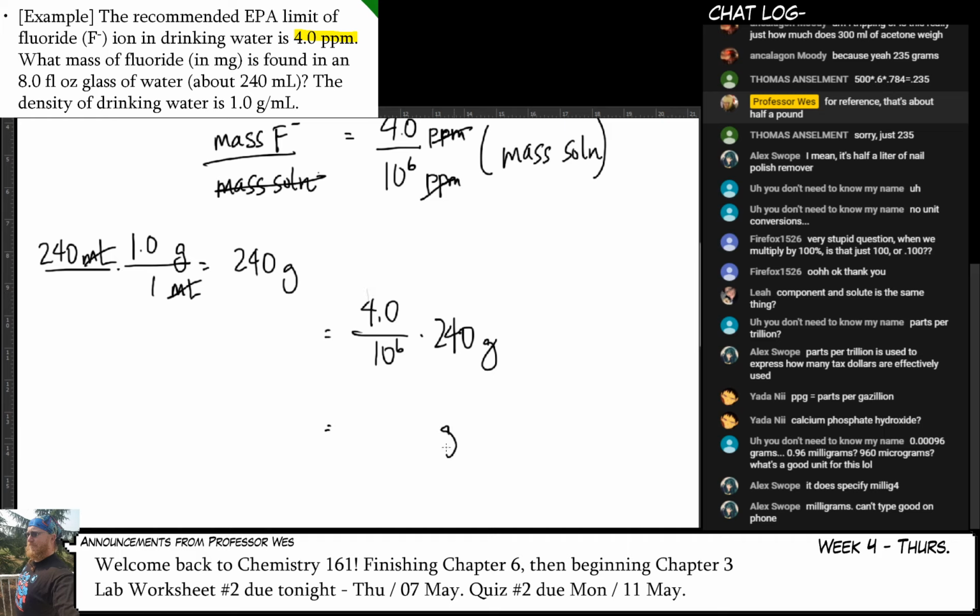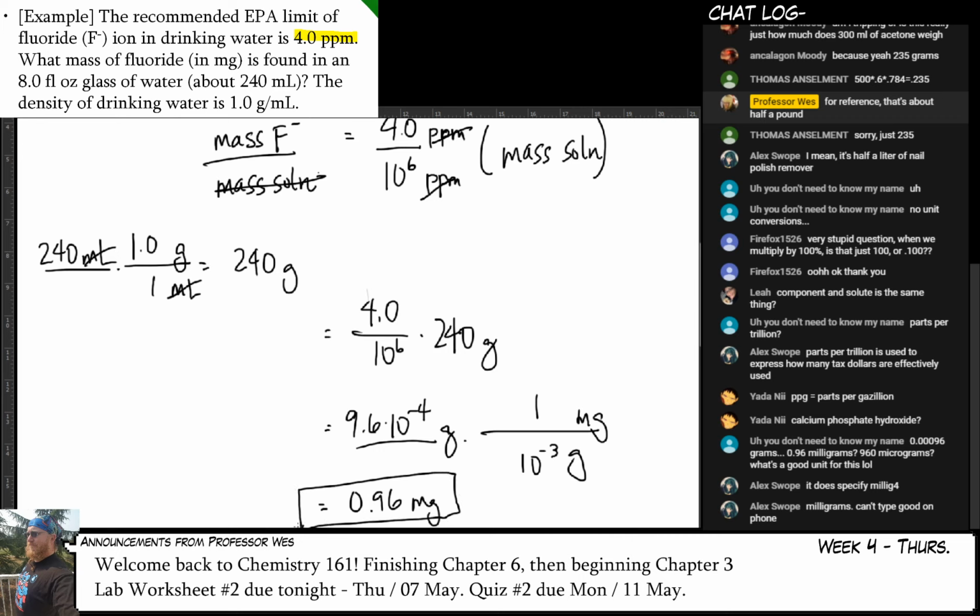And so since my answer is in grams here, this is the number that my calculator said. 9.6 times 10 to the minus 4. And if I want to turn that into milligrams, I can do that trivially enough. And that would be the mass of fluoride. So in a glass of water, you have about 1 milligram of fluoride. And if you have more than that, then it has exceeded the EPA limit.